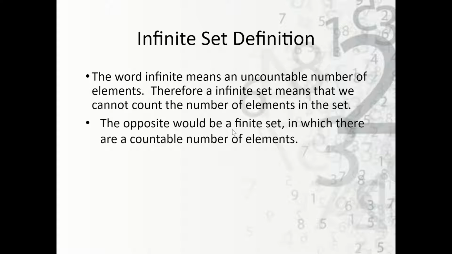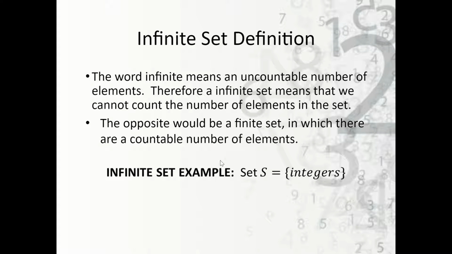The opposite of this would be a finite set, in which there are a countable number of elements. So let's say I wanted the natural numbers between 1 and 10. Well, that goes 1, 2, 3, 4, 5, 6, 7, 8, 9, 10, and stops, and we can't keep going. So that would be a finite set. An example of an infinite set would be the set of integers. There's no limit to the number of integers we can count.